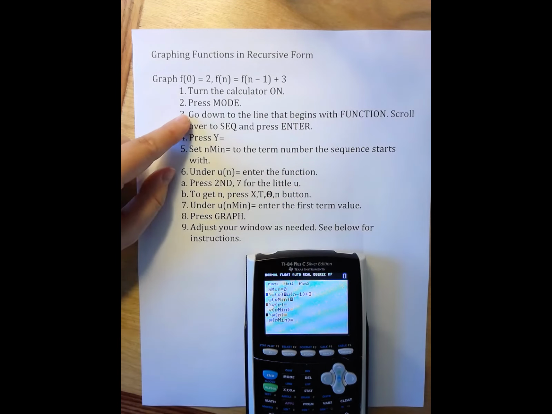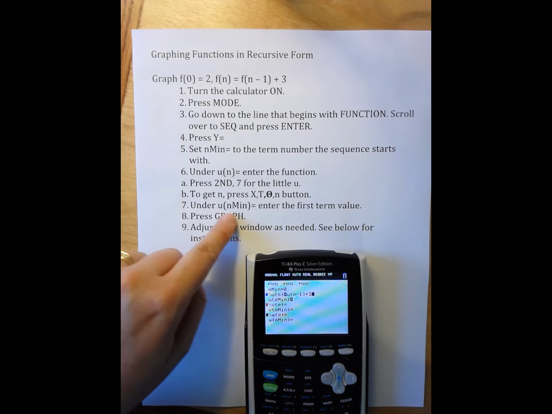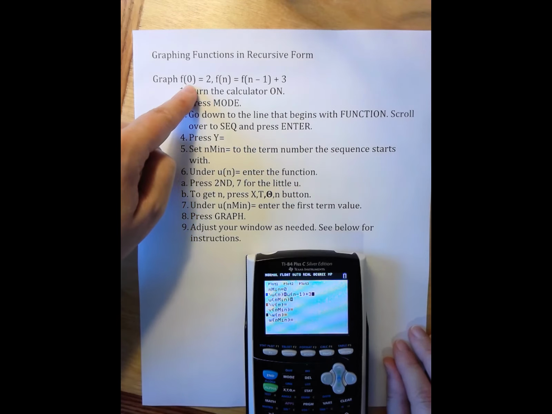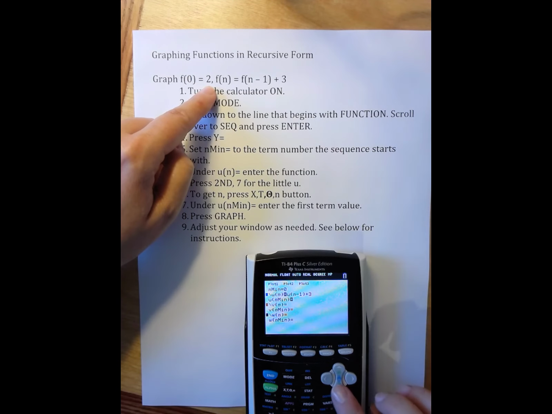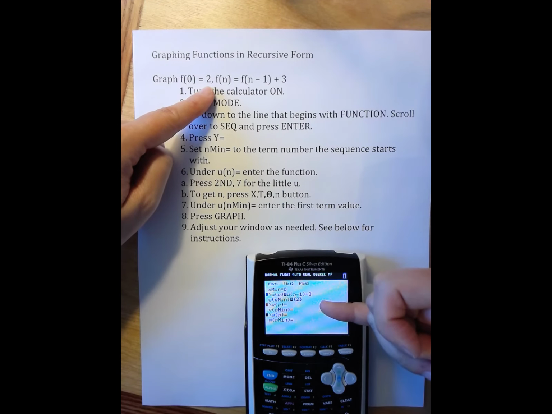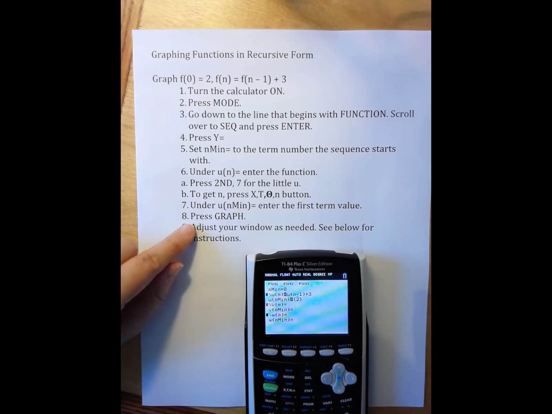I now am at step 7. At step 7, I am needing to fill in the first term value. So our first term starts at term 0, but the value is 2. So I fill in 2 and I press enter. I now have filled in all the information I need for one recursive function. It's the blue one in my case. Yours may not have color depending upon the version of your calculator. So now I can press graph.